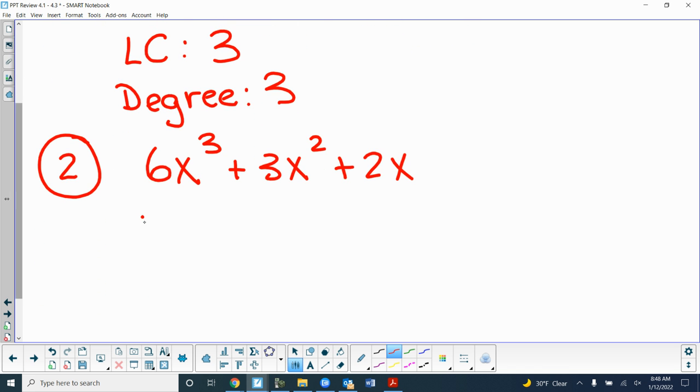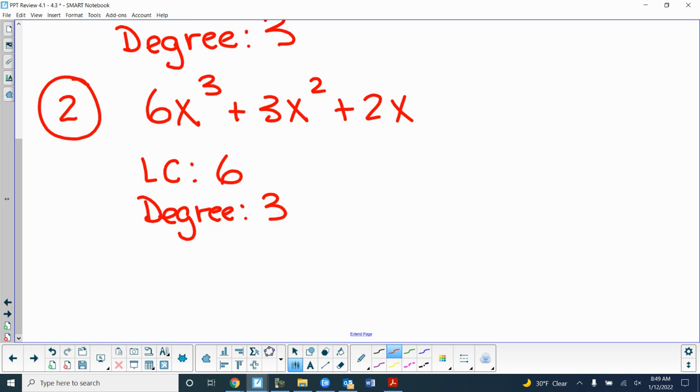And then again, what's the leading coefficient? That first number, right? And then the degree is 3 again, right? Again, because that was the first exponent. All right, so again, those 2 types of problems should be pretty easy for you tomorrow. Okay? Nope, it's going to look just like this. 100% like that.